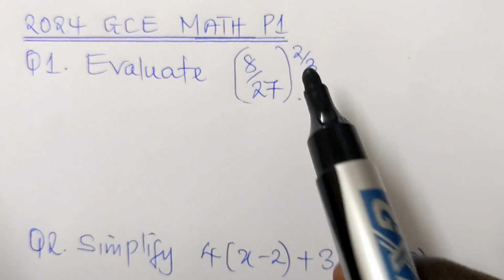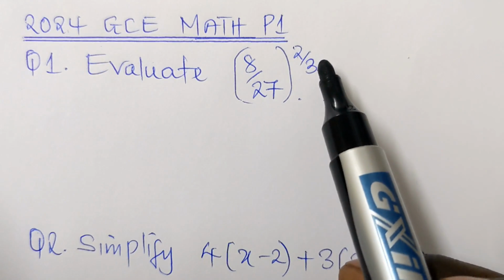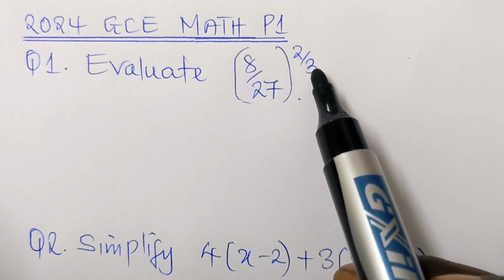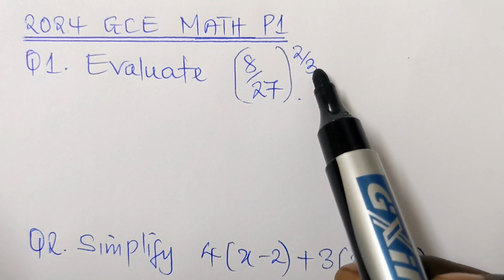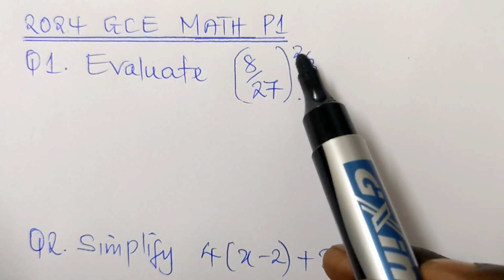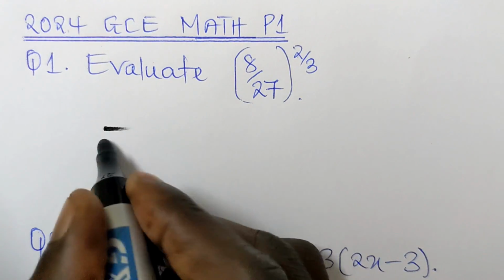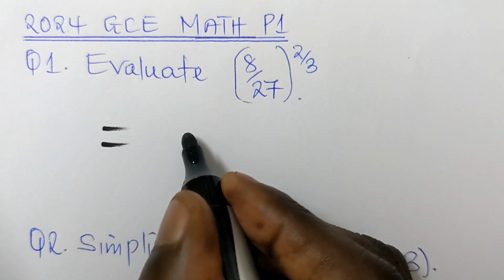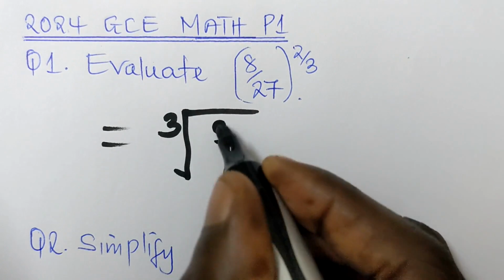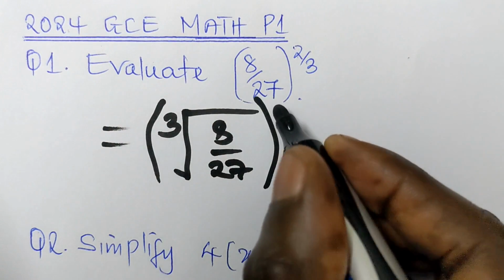So then, what does this mean here? The 2, the numerator, is the exponent of 8 and 27. And then the denominator 3 is the root. So we are going to apply the cube root of 8 and 27, and then later on, we are going to square the result. So this is going to work out as follows. The first thing is we apply cube root: cube root of 8 over 27, and then the result that we'll get, we square.